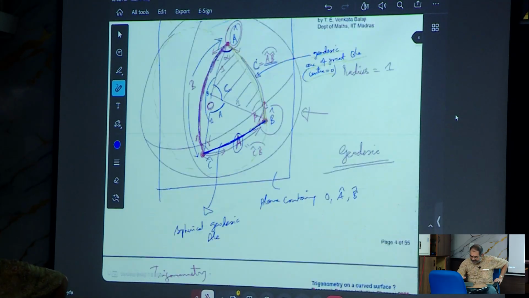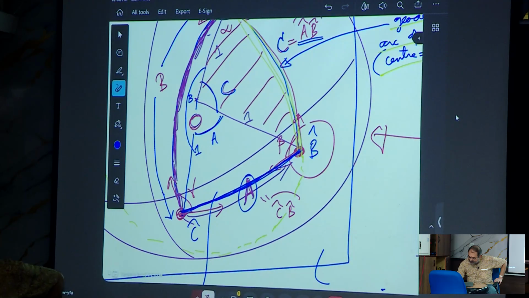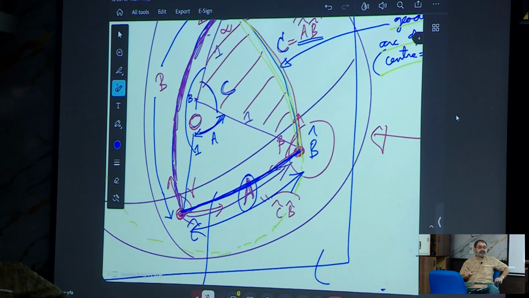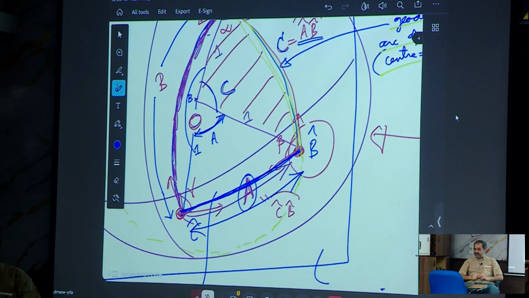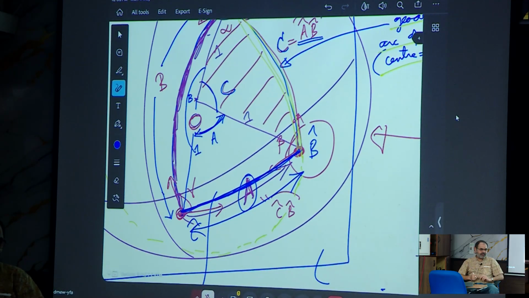So when you say sine A, A also means the length of this arc between B hat and C hat. A is also the angle that this arc subtends at the center of the sphere. That's because I've taken a sphere of radius 1, right? So sine of A makes sense. A is not just a length, it's also an angle.